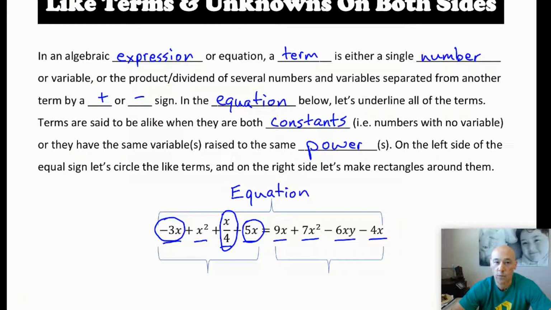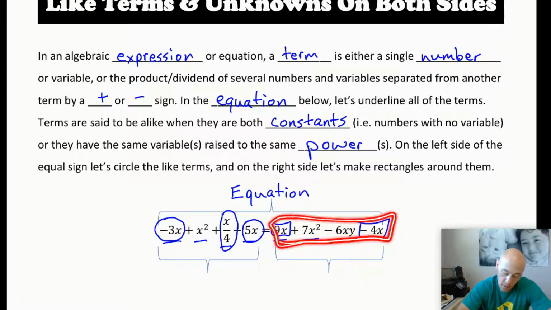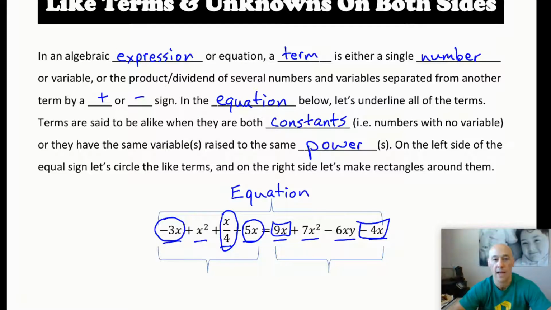And on the right side, we're going to make rectangles around the like terms. We have a negative 4x there and a positive 9x there. And those are the only like terms. This one has an x and a y, so it's not like any of the rest. And this is an x squared, and there are no other x squareds here. 7x squared and x squared are like terms, but they're on opposite sides of the equal sign.